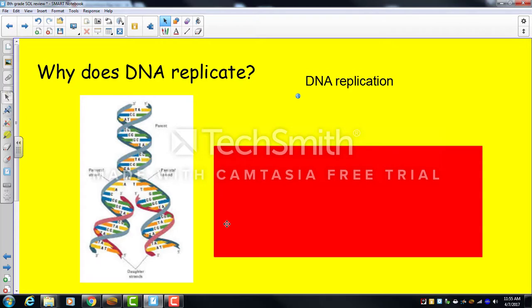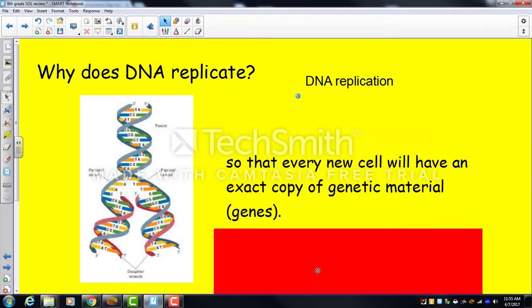Now, why does the DNA make a copy of itself? This happens during the cell cycle, which we're going to talk about in a few minutes. The DNA, during its lifespan inside of your cells, inside the nucleus, actually makes a copy of itself to prepare for cell division. So why does it do this? So that every new cell that is created has an exact copy of that genetic material.